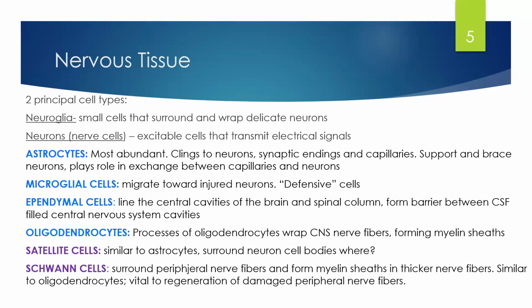So we have two principal cell types of nervous tissue, neuroglia and then the neurons. Neuroglia are small cells that surround and wrap the delicate neurons. And then the neurons or nerve cells are excitable cells that transmit electrical signals.